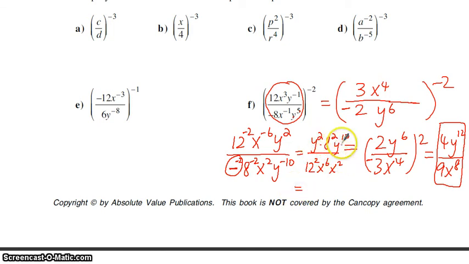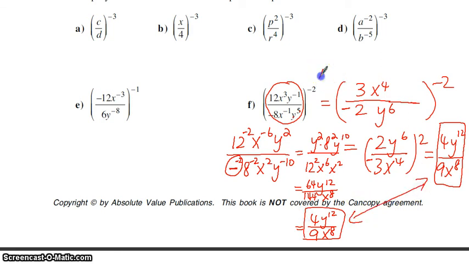Now I can deal with that, all right? So the top y2, y10 is y12, right? This is 64 over 144, and x6, x2 is x8. And then 64 and 144 is just a matter of simplifying it. Divided by 16, you have 4 over 9, y12, x8. And of course, we got the same answer. Okay, so two different ways, right? You got two different ways, you get the same answer. So it's up to you which way you prefer.